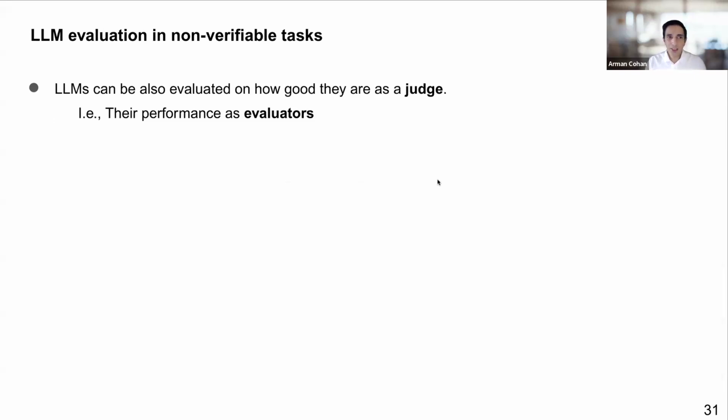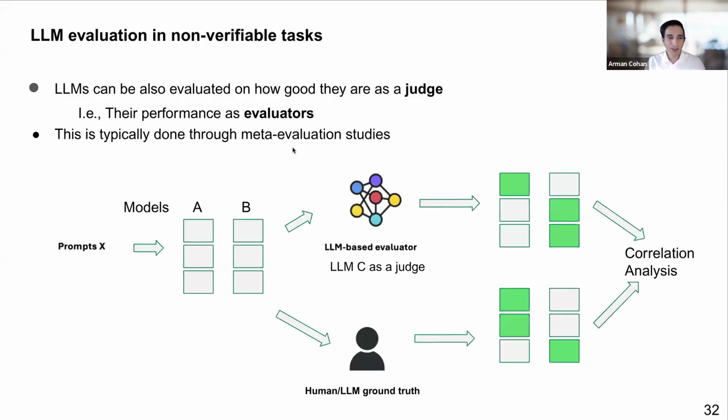At the same time, LLMs can be evaluated as judges, or how good they are as evaluators. This is also done through meta-evaluation studies, where you have human ground truth judgments, where humans specify their preferences, and then you have an LLM as a judge. It provides its preferences, and then you just do correlation.